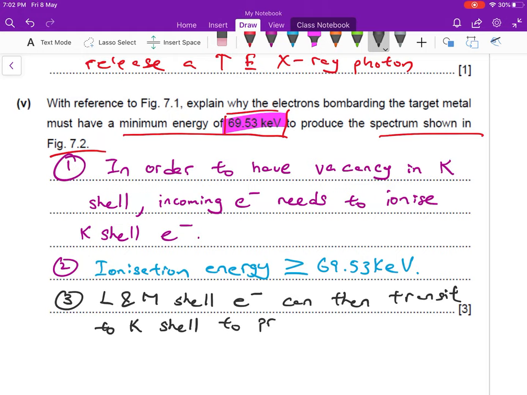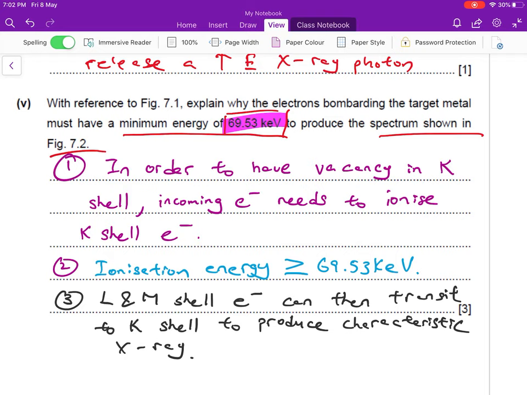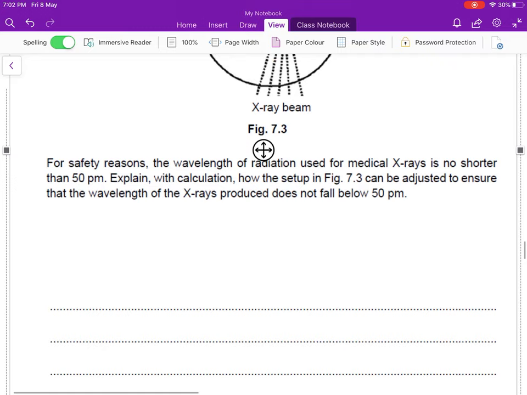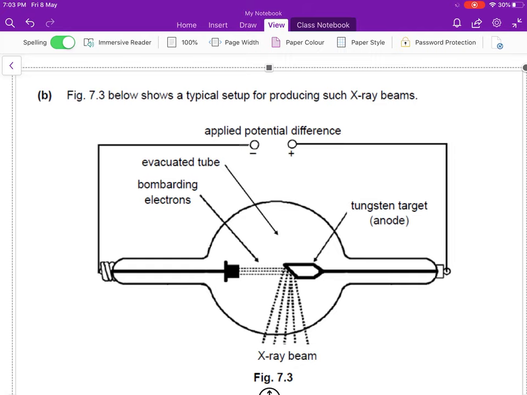So after that, higher L and M shell electrons can then transit to the K shell to produce the needed characteristic wavelength. Produce characteristic X-ray. Characteristic X-ray. So why do you need to ionize your K shell electron?